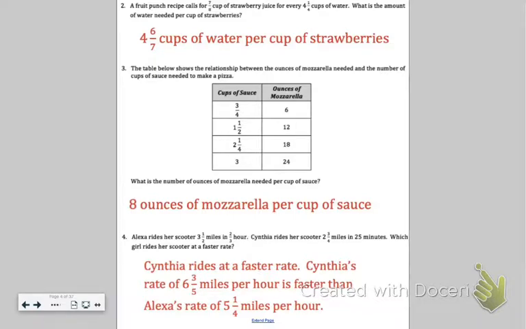In the last one, we had to find 2 unit rates. We find that Cynthia rides at a faster rate. Cynthia's rate was 6 3/5 miles per hour. That was faster than Alexa's rate of 5 1/4 miles per hour. All right, at this time, you're done with your unit rate section. Get ready for the next video.